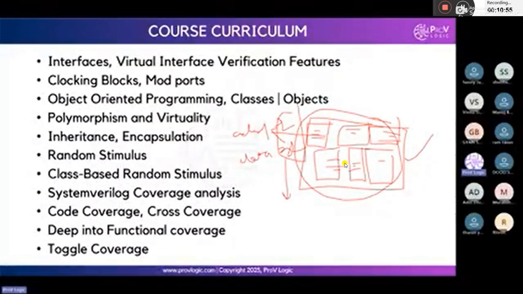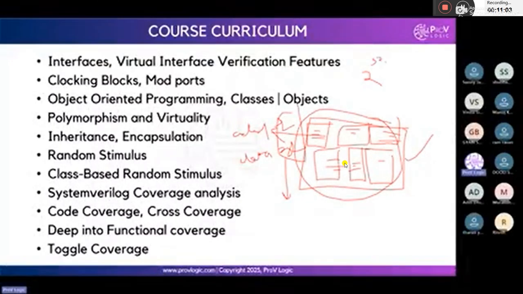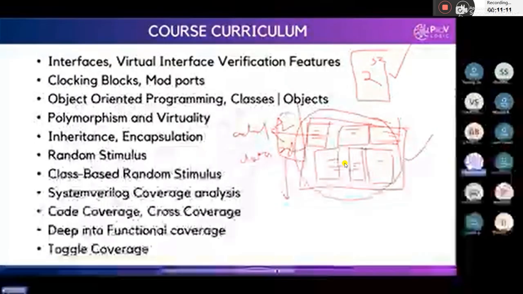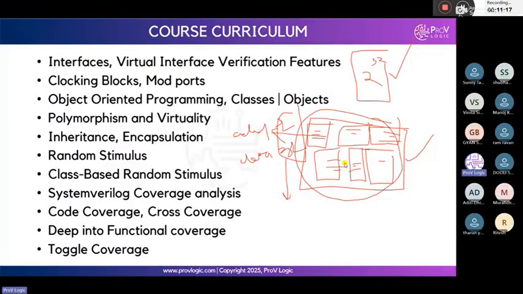But in the 32-bit size, how many scenarios will be there? 2 power 32 scenarios will be there. Whenever you verify all 2 power 32 scenarios, that's what is 100% coverage. Even if you don't verify one particular scenario, we don't get 100% coverage. That's what we need to check in functional verification.